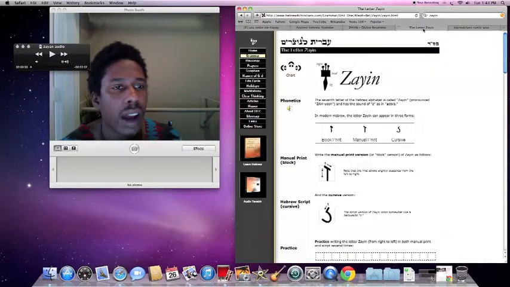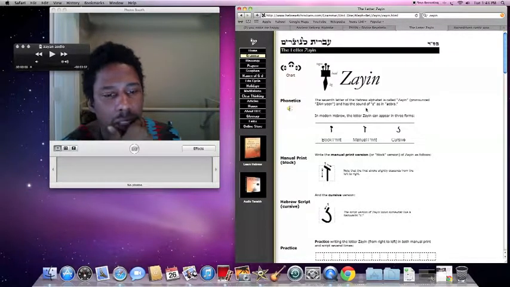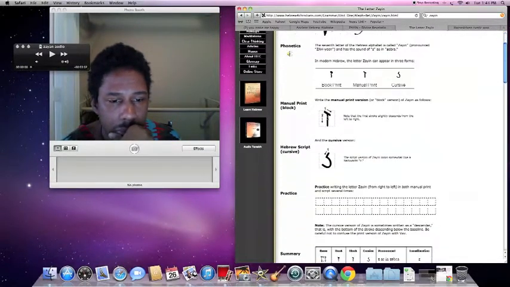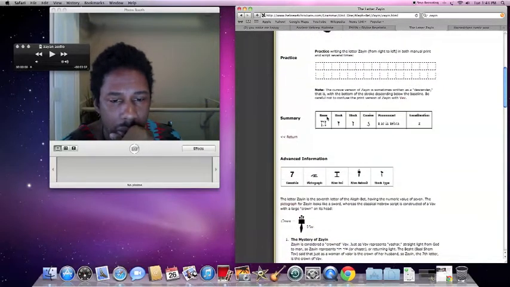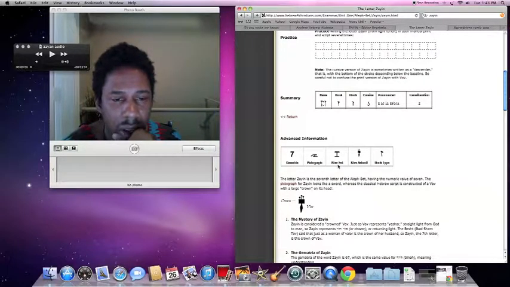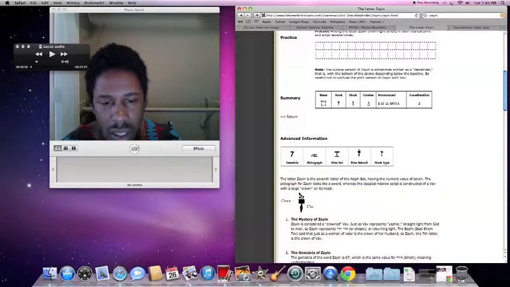Now I want to get this. They have a lot of ads in here, but it's some good information, some intriguing information that I found in here. You see the advancement, the pictograph, the Tav Ivri, and they have the book type. Because the modern one is synonymous with a crown.